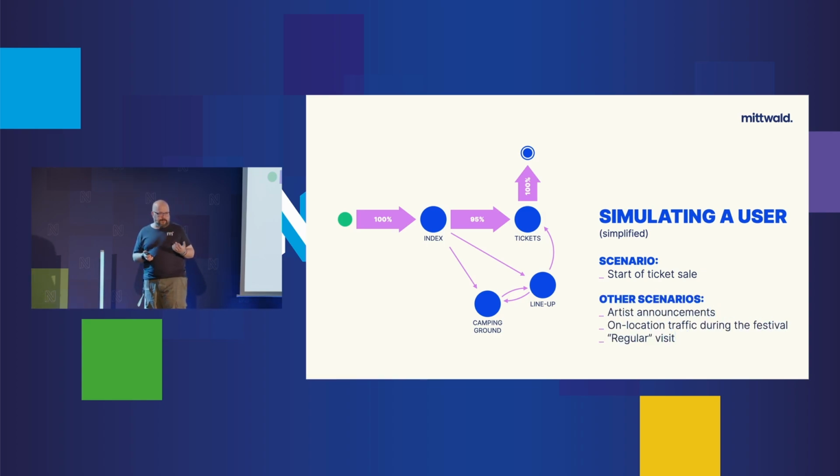One other scenario that was important to the customer was the artist announcement, which also had a certain traffic spike in which other pages were preferably called. The third scenario was the on-location traffic that people cause when they're at the festival and visit the festival site from within the venue to, I don't know, find out where facilities are, get the map, know the running order for the specific day and whatnot. So we also had scenarios for that.